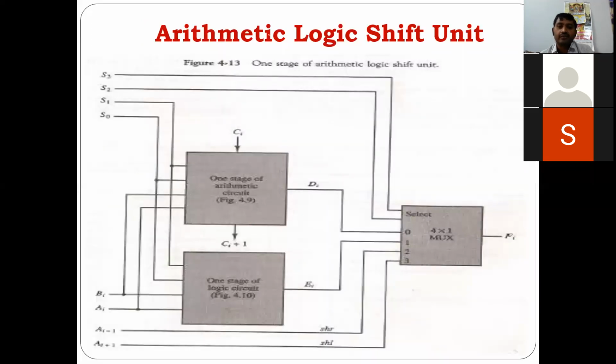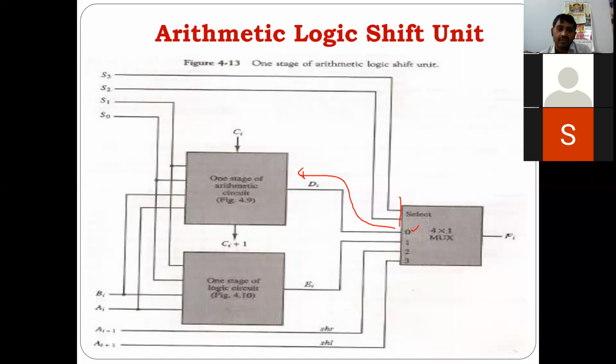Similar to that, there is one more, a one-stage arithmetic shift. In this arithmetic shift, he has taken a one-stage arithmetic circuit. For that, again, he is using multiplexers. See here, one here, one here. For these two, S2 and S3 will be taken as the selection lines, and the outputs of these will be given here. If S2, S3 is 0, 0, then the data taken from this circuit will be sent. This circuit means S1, S0.